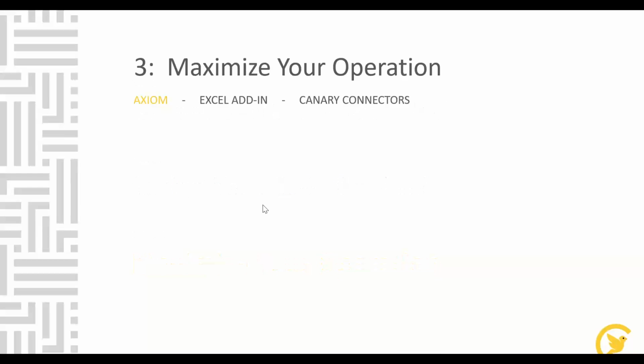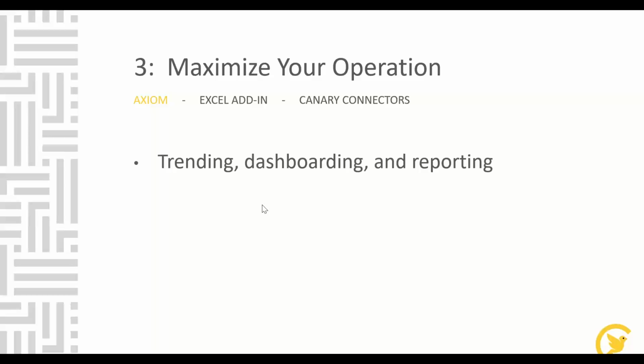And step 3 will be to maximize your operation. One of the powerful client software that comes together with Canary Historian is called Axiom. Axiom does something very simple: from basic trending, you can design a dashboard and also perform reporting. It is built with HTML so you can view and access it from your desktop, from your iPad, from other tablets, from Android, or maybe even from the phone.